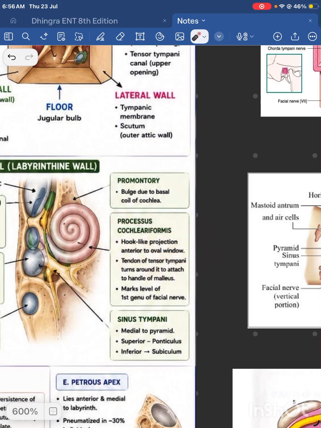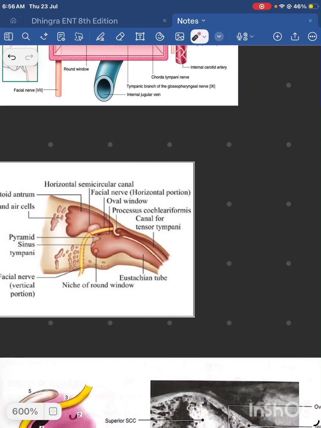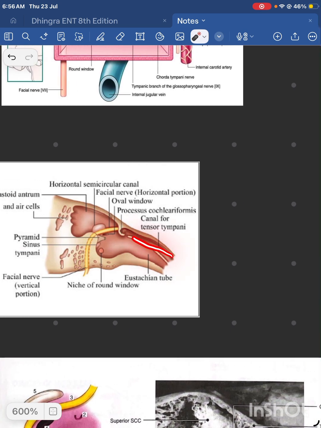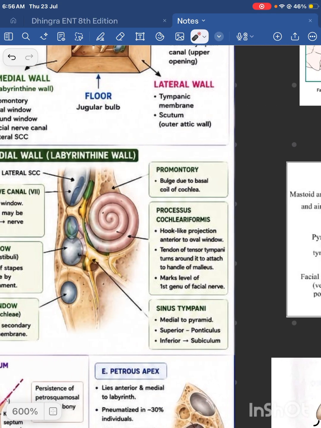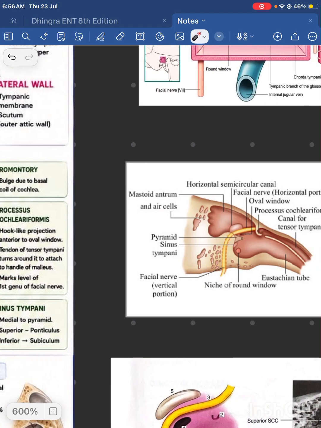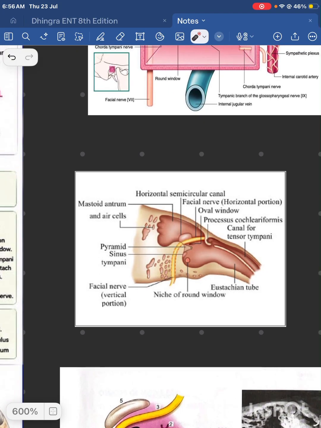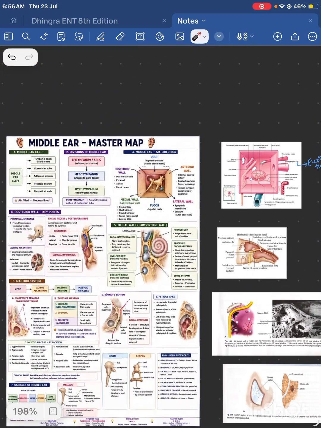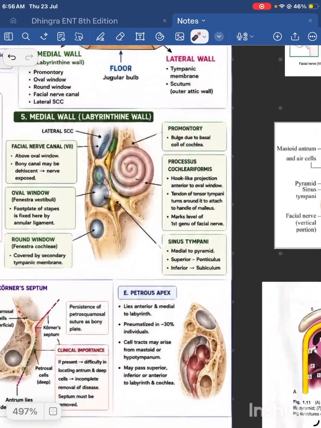This is the oval window. There is a tendon of the tensor tympani that turns around it to the handle of the malleus. So as you see in this diagram, there is a canal for the tensor tympani going here. So the tensor tympani tendon basically turns around it to attach to the handle of the malleus. Okay, that's it. Important point: it marks the level of the first genu of the facial nerve. This is important. That's why the processus cochleariformis is important. Okay, done.